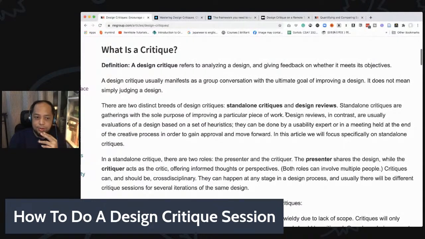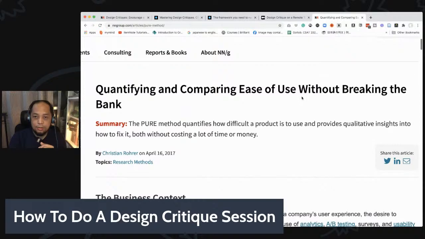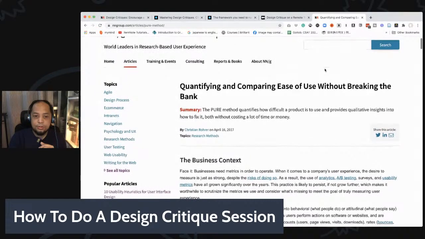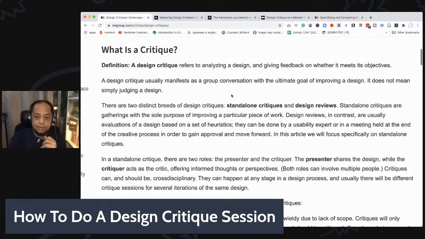Design reviews, in contrast, are usually evaluations of design based on a set of heuristics. They can be done by usability experts in a meeting held at the end of the creative process to gain approval and move forward. Okay, so design critique is a group session. Design review is usually with an expert. So an example of a design review, let's talk about it in a future episode, is the PURE method and a cognitive walkthrough. So these are examples of design reviews. We'll talk about that in a future episode, but let's talk about design critiques.